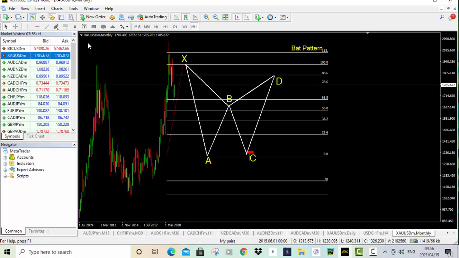Now, for your stop losses, we use the Fibonacci extension of 113. You can edit your Fib tools and use the 113.